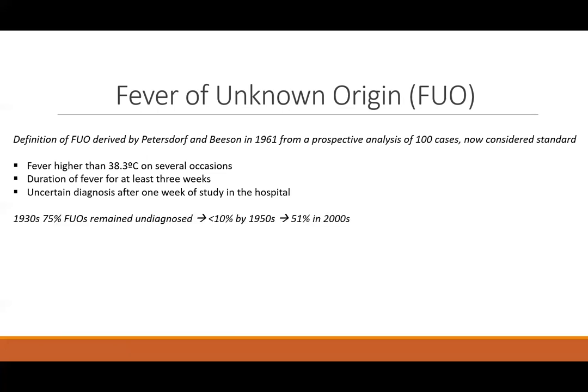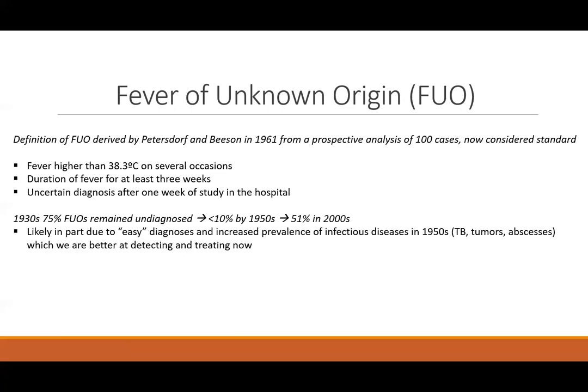Somewhat interestingly, in the 1930s, 75% of FUOs were undiagnosed, and they decreased this to less than 10% in the 1950s. We're actually back up to around 50% in terms of not getting a diagnosis now. This is maybe due in some part to the easy diagnoses being removed from this pool, and so we've gotten a lot better at diagnosing things like tuberculosis and malignancy, thereby removing them from our pool of FUOs, but it's not entirely clear why it's increasing so much.